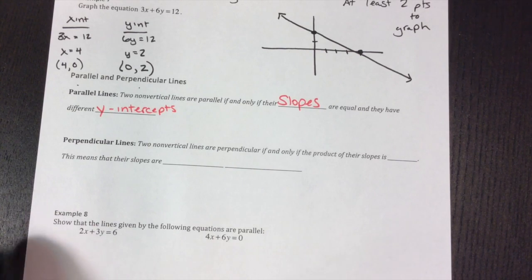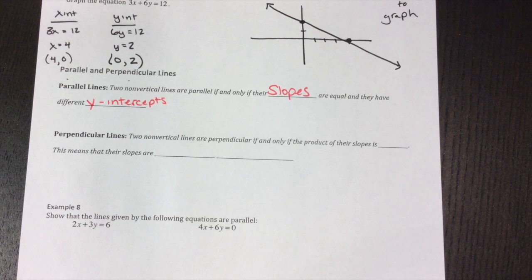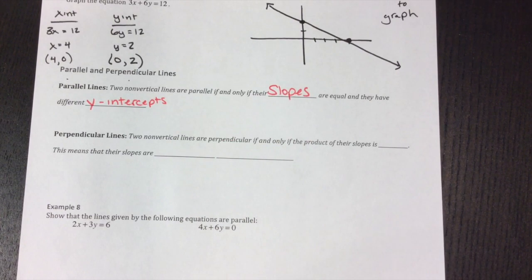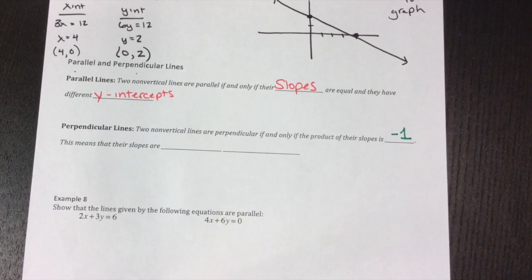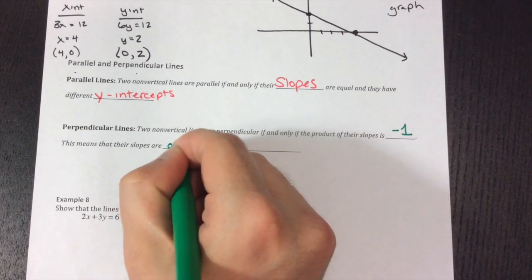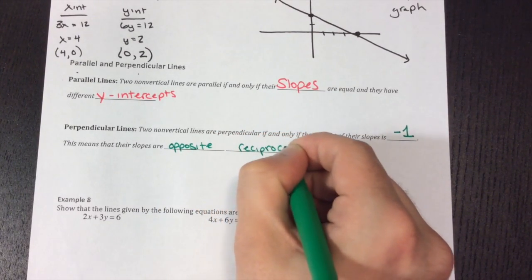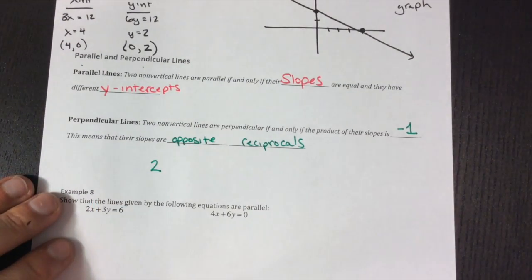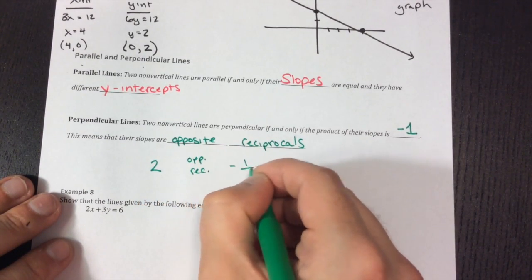Likewise, the criteria for something to be perpendicular is two non-vertical lines are perpendicular if and only if the product of their slopes is -1. Now what you guys have probably seen before is this means that their slopes are opposite reciprocals. So just as a quick aside, if I'm looking at 2, the opposite reciprocal is -1/2.